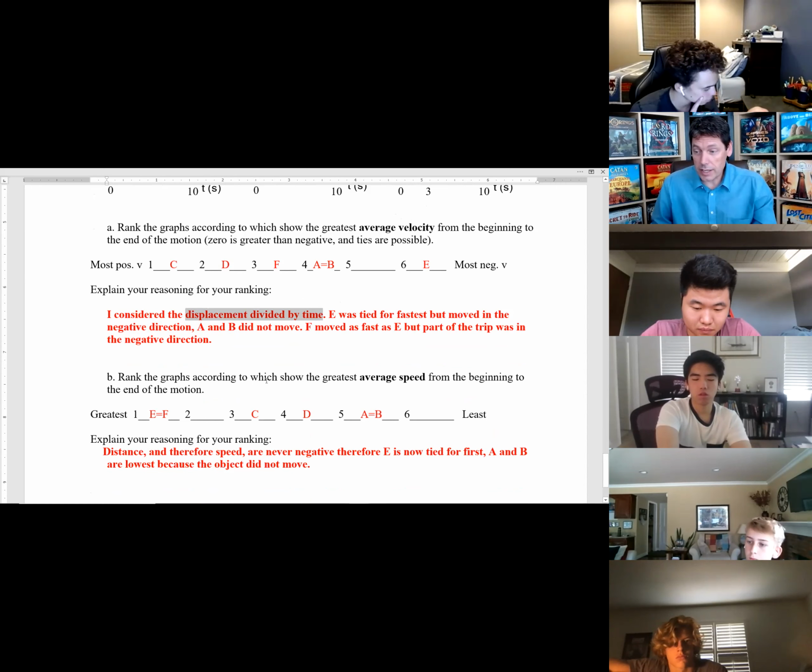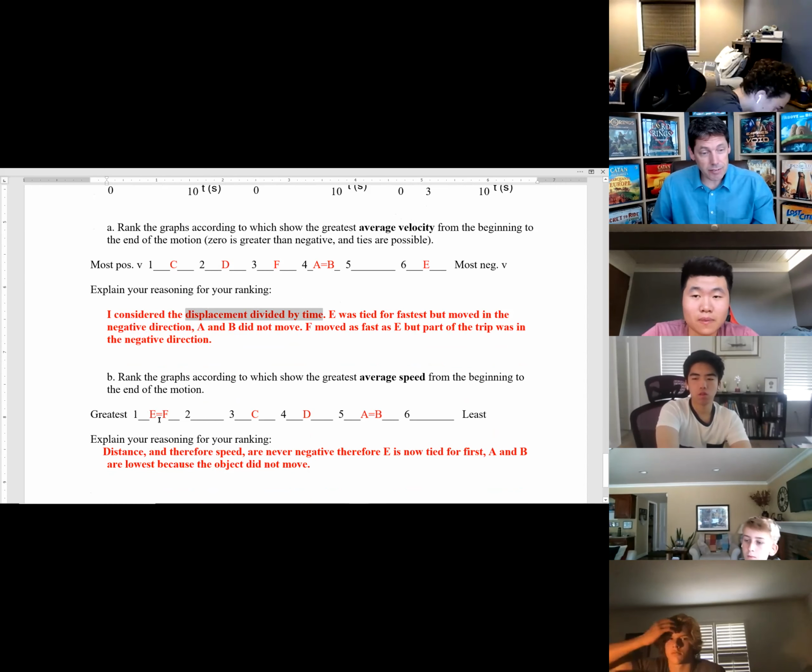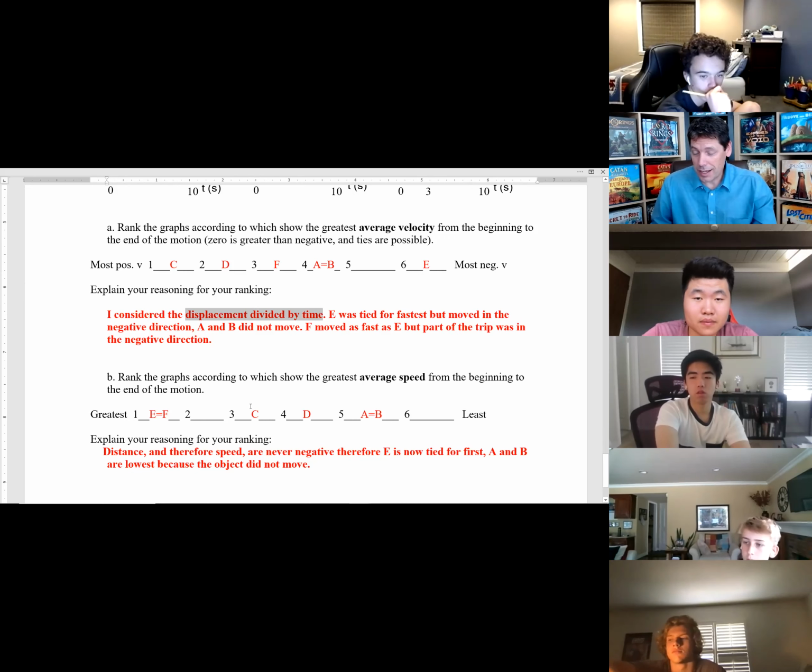For part B, it says greatest average speed. And so for speed, you can see E and F end up being tied. They were not tied up here. C ends up coming in next, D next, and then A and B are also tied.